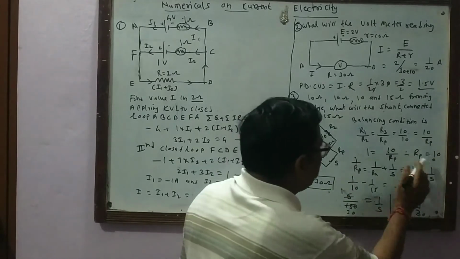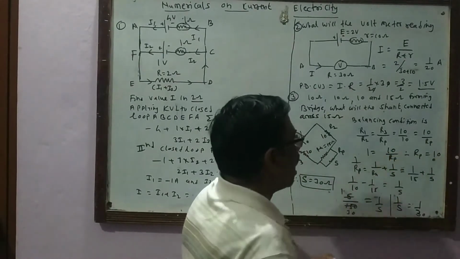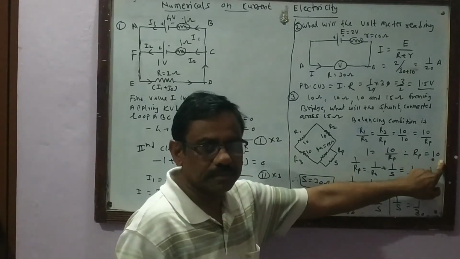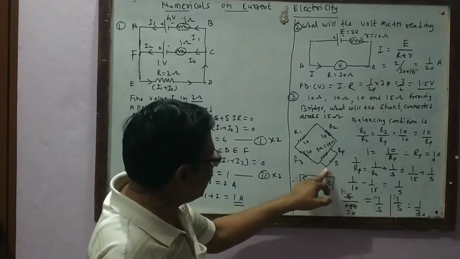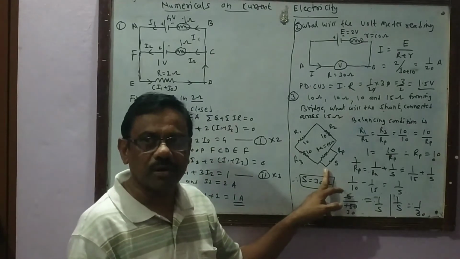And here Rp is equal to what? Therefore 1 is equal to 10 upon Rp, so Rp is equal to 10 ohm. But for the parallel combination, what is the resultant resistance?